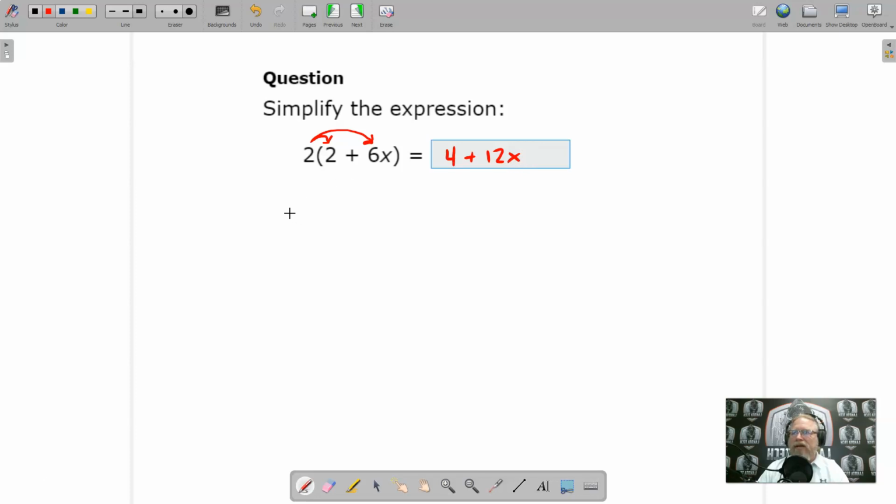So if we did this the long way and said 2 times 2 plus 2 times 6x, we would end up with 2 times 2 is 4, and 2 times 6 is 12.